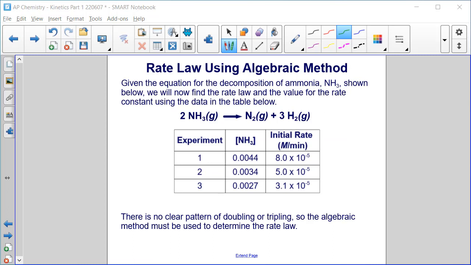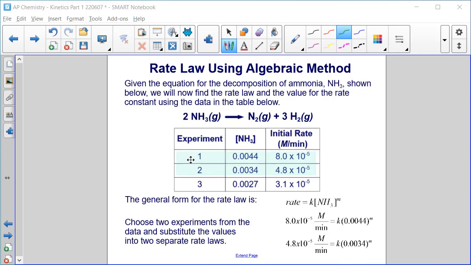Given the equation for the decomposition of ammonia, NH3, shown below, we will now find the rate law and the value for the rate constant using the data in the table. So we have this decomposition, 2NH3 decomposes into N2 and 3H2. We have 3 experiments with initial concentrations and initial rates. But there's no clear pattern here. I'm not directly doubling or tripling or anything. So the algebraic method must be used to determine the rate law.